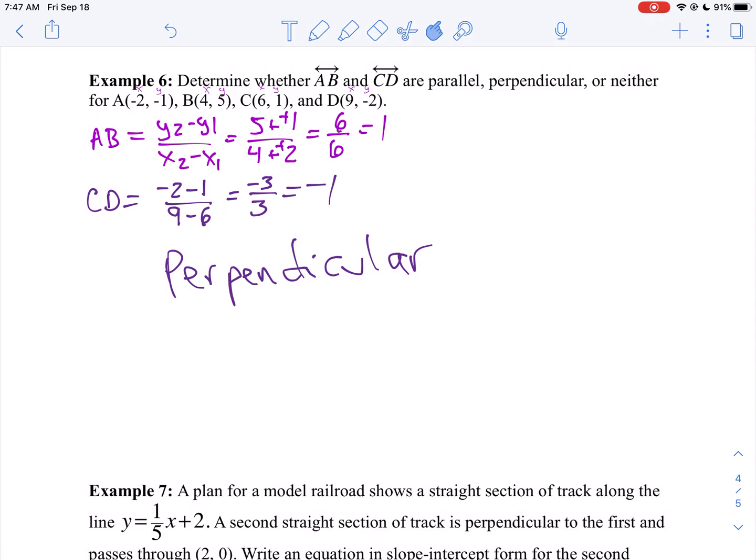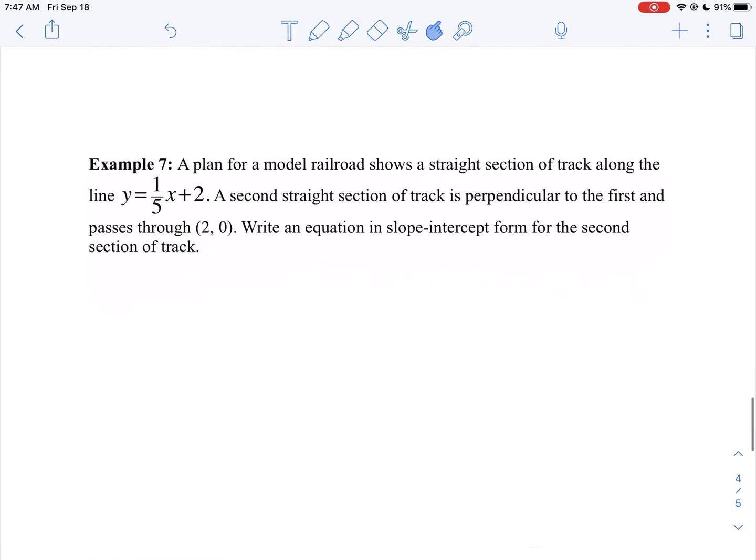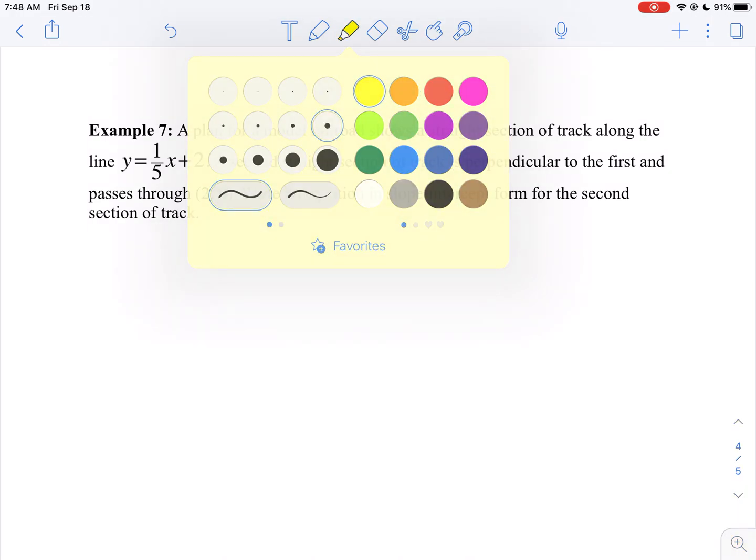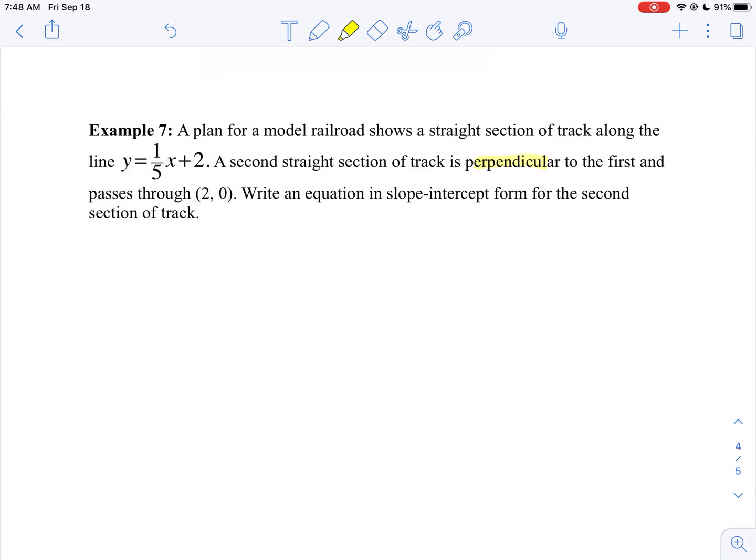Continuing on to example 7, it says: a plan for a railroad shows a straight section of track along the line y equals 1/5 x plus 2. A second straight section of track is perpendicular. I'm going to highlight that. That's important. It is perpendicular to the first and passes through the point (2, 0). Write an equation in slope-intercept form for the second section of track.